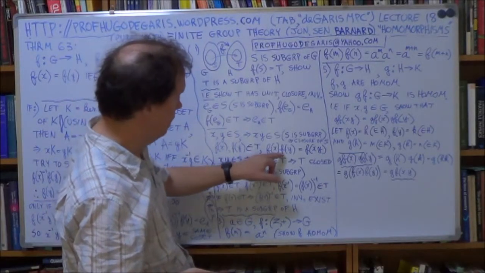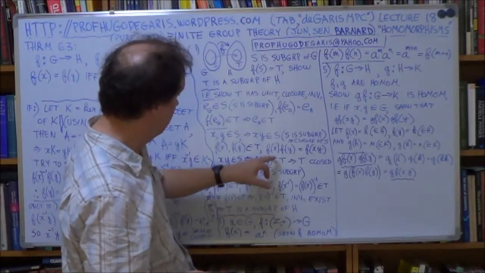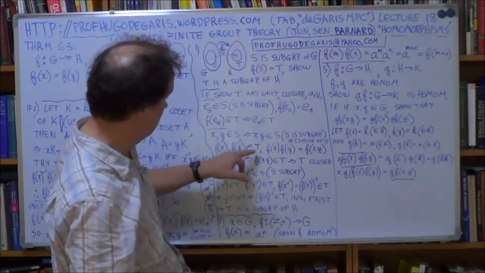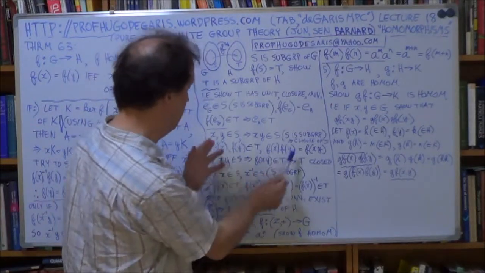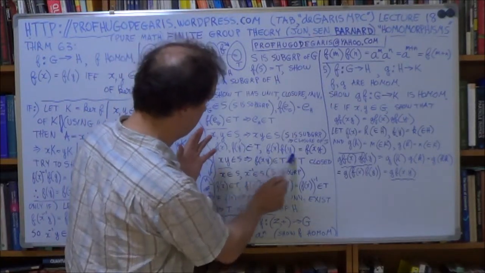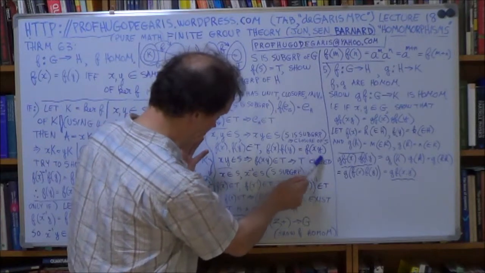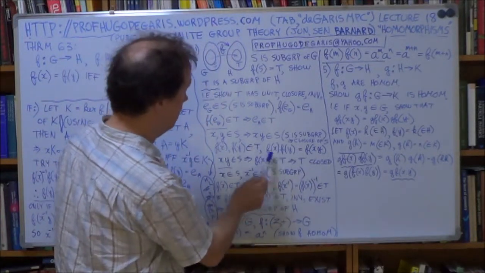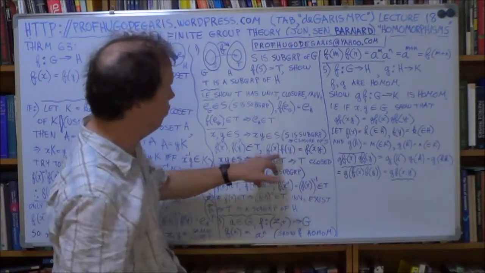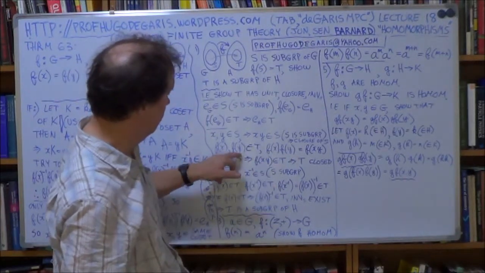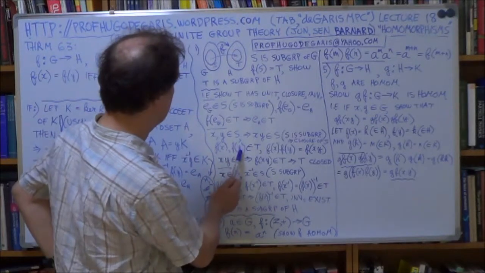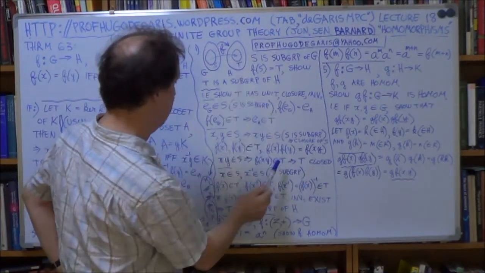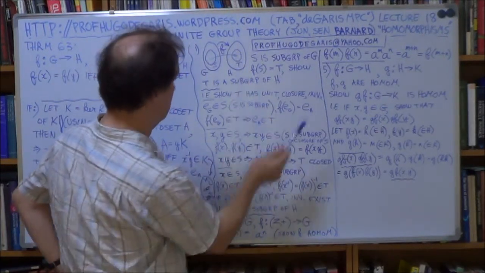So if f(x) belongs to T, and we know f(y) belongs to T, then their product, as we've just shown, is equal to that, and we know that belongs to T. Therefore, this belongs to T. So the product of these two belongs to T. For any two elements in T, the product belongs to T.